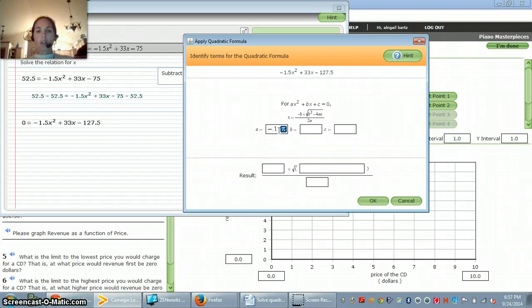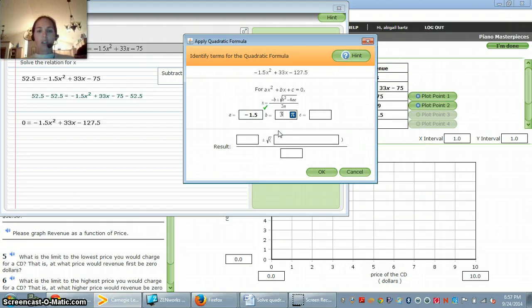So A is that first value, that negative 1.5, B is 33, and C, you have to keep the sign with it, is negative 127.5. And then you are going to substitute into the equation. So you want the opposite of B. And again, I always suggest using parentheses for anything that you're substituting in. You want B squared, and then minus 4, that's already there.